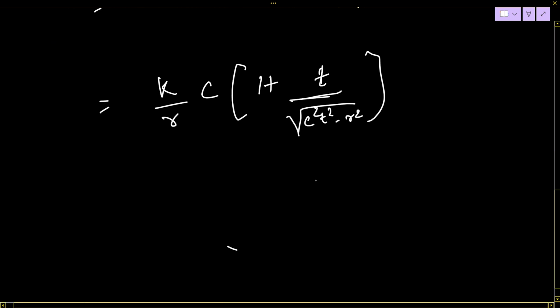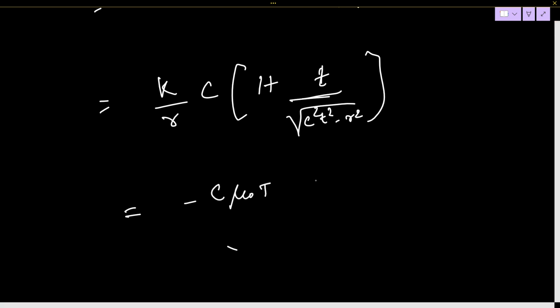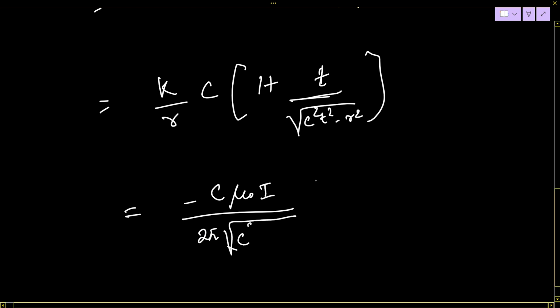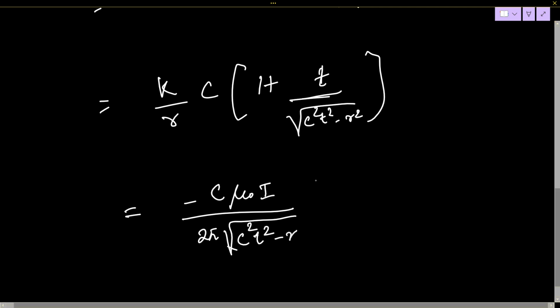So if I simplify everything and write the final answer, it will be −c μ₀I/(2π √(c²t² − r²)), with the k̂ also there. So this should be the answer for the E vector.